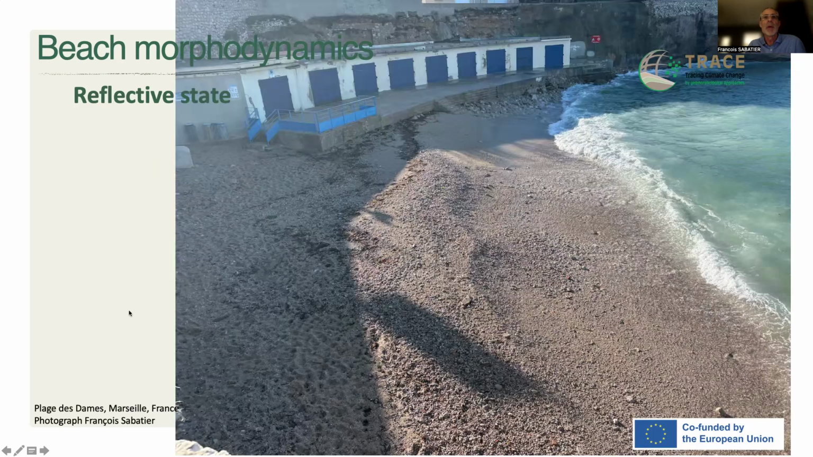For example, on this beach close to Marseille, you see that the sediment is not sand, it's coarse sediments and pebbles. It's very common for reflective beaches. And you see that this morphology here is what we're calling cusps. These cusps are a very common feature in this kind of environment. You see that the waves are breaking, there is no bar, and the swash zone is in this area. And there is a lot of reflection in this area.